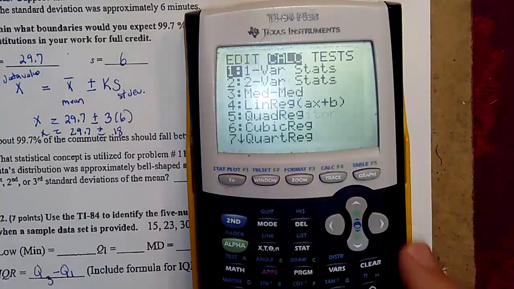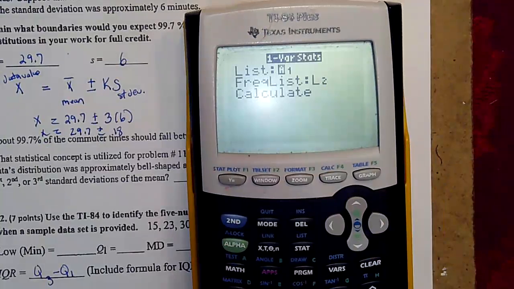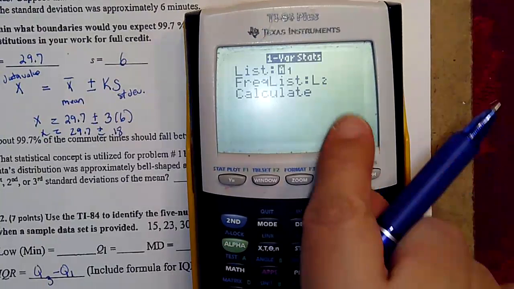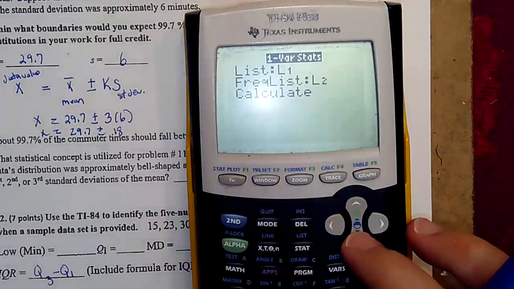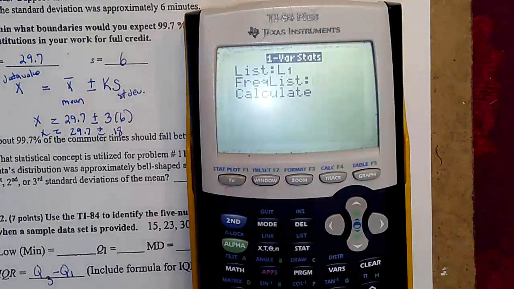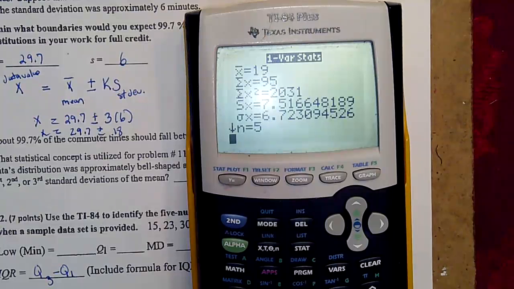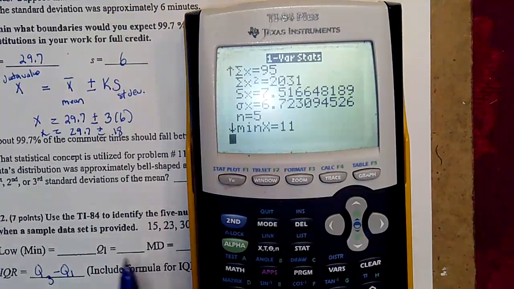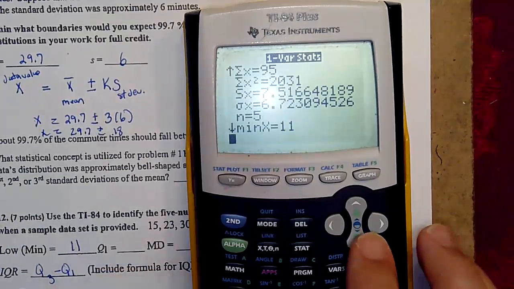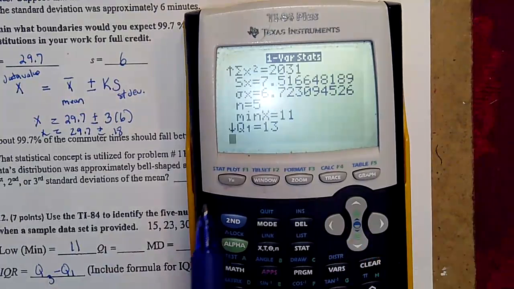calculate, hit enter. Oh, and be careful here. See, you don't want L2 in there. You don't have grouped frequency data, so stay alert. Clear that out of the way. Okay, and then now you keep tapping down. There's your min. And then there's your first quartile, 13.